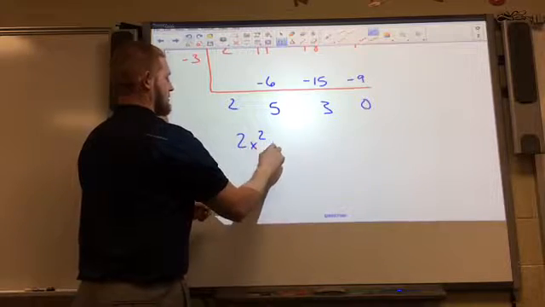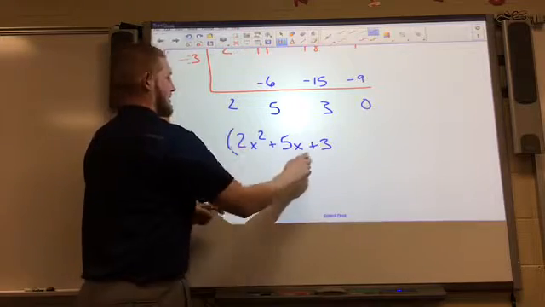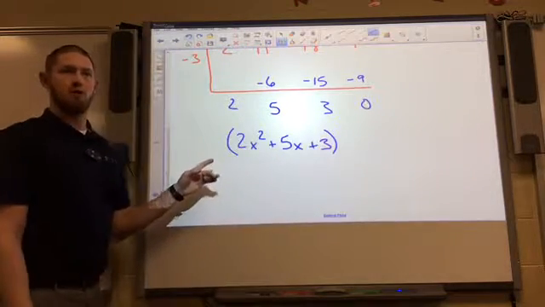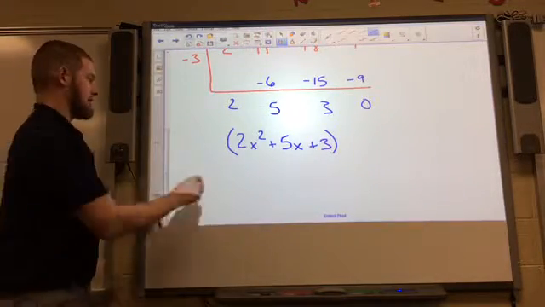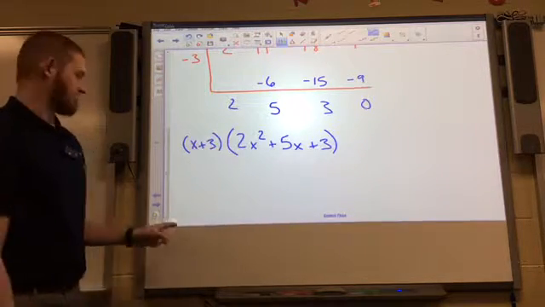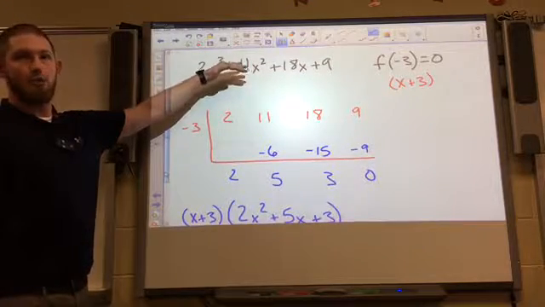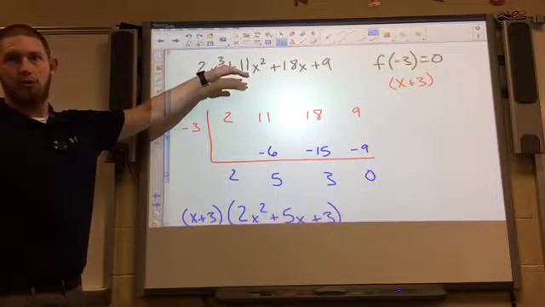2x squared plus 5x plus 3. Okay? That's one of my factors. What's my other one? X plus 3. Okay, so now I've broken something down. I've factored it when in the past we would have said it's not factorable.